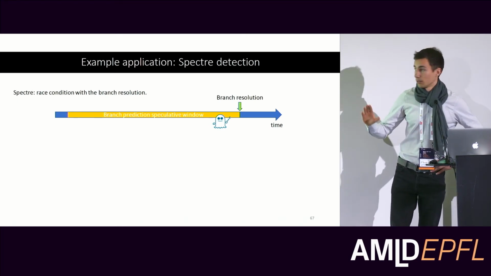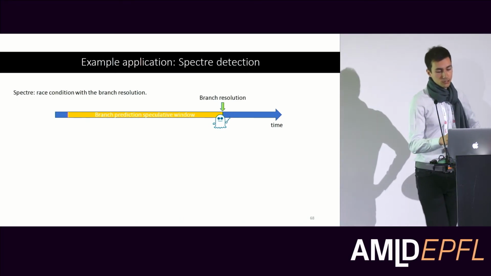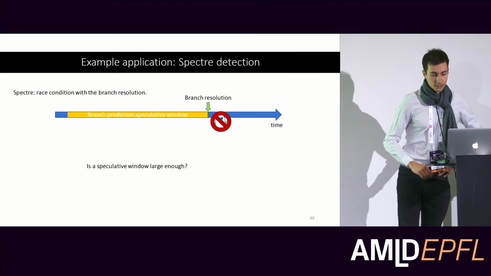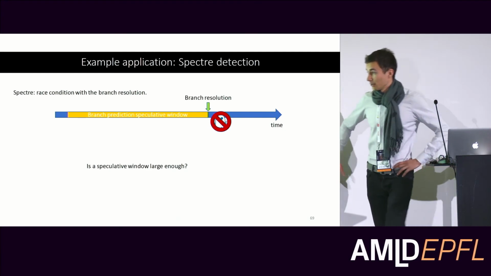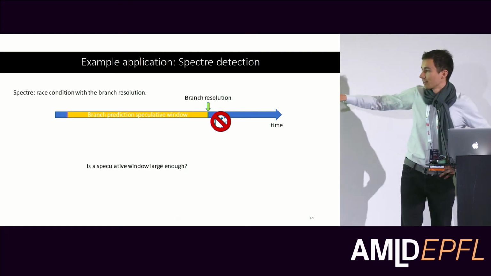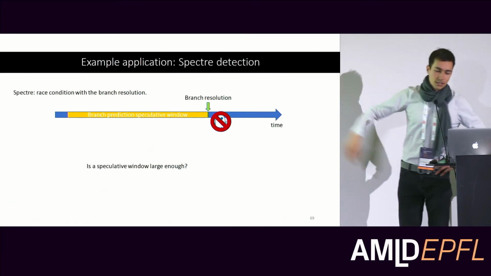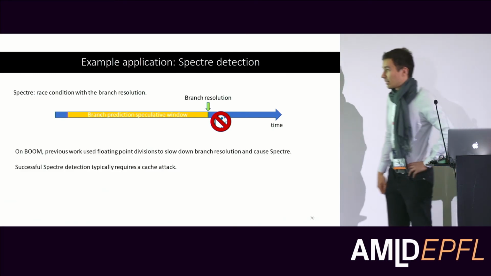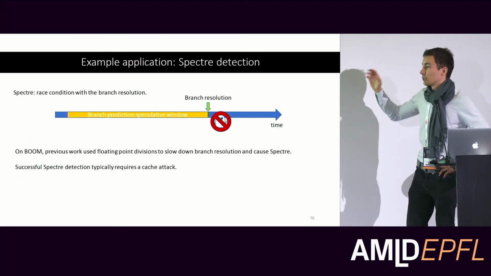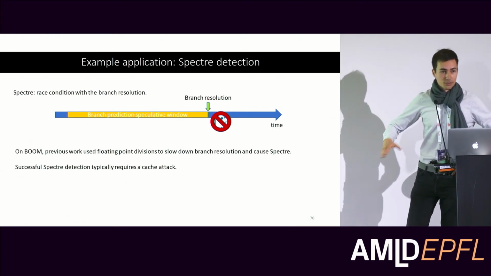So if you did not know already: let's decrease the branch resolution time, and see if it is still big enough to leak. If it's not big enough, well. So the question now, which was difficult to answer before, is: is the window large enough? Typically, to make sure it's large enough, we do some floating point divisions and then a branch, to make sure that the branch resolution is slow enough.